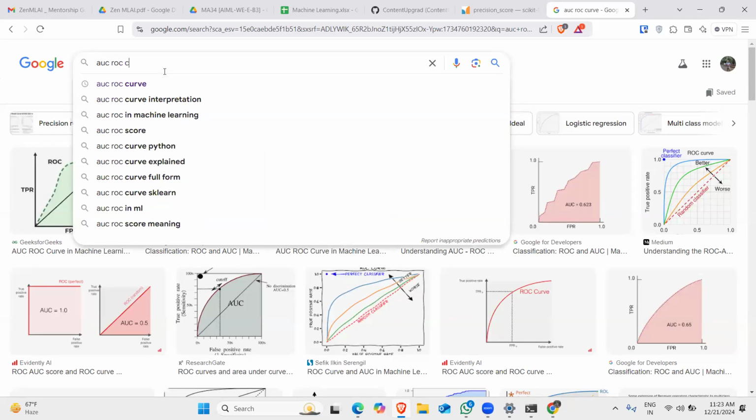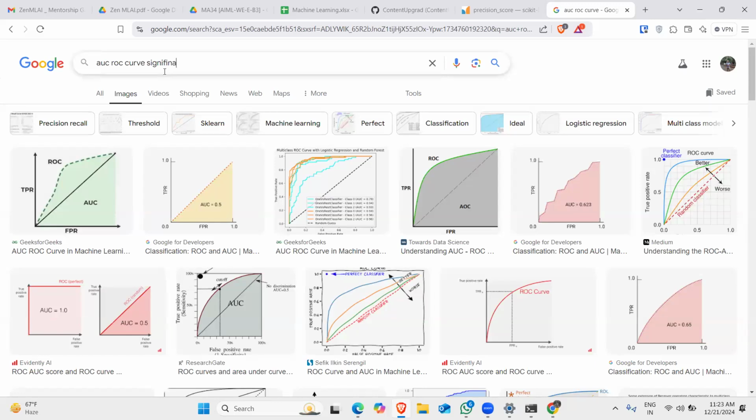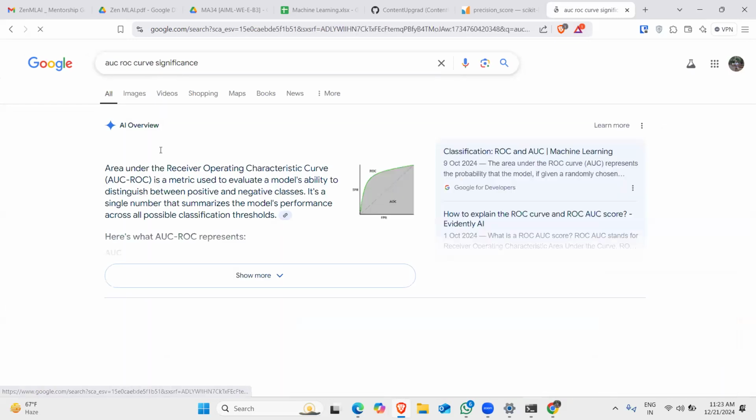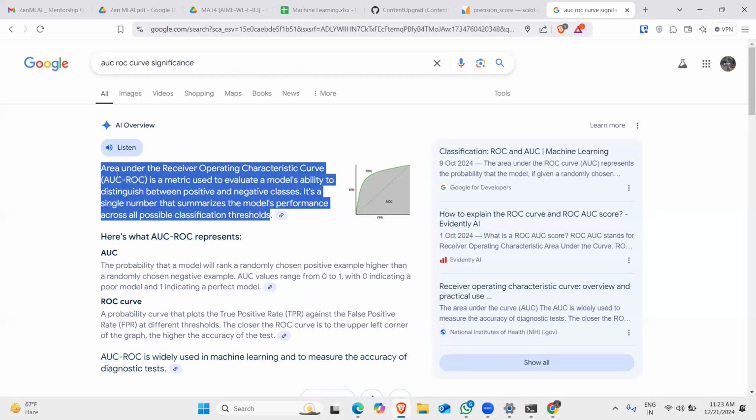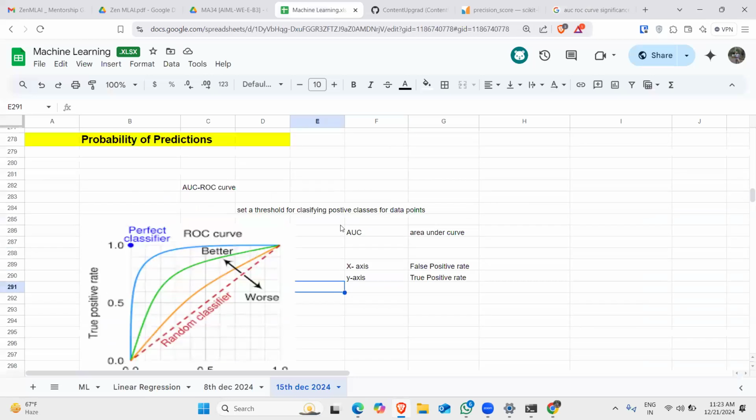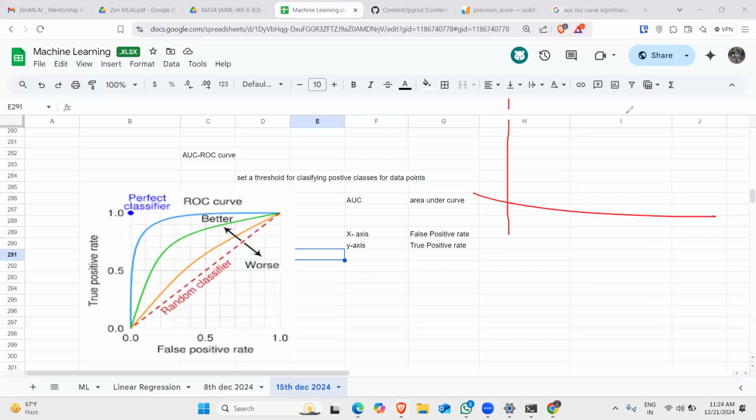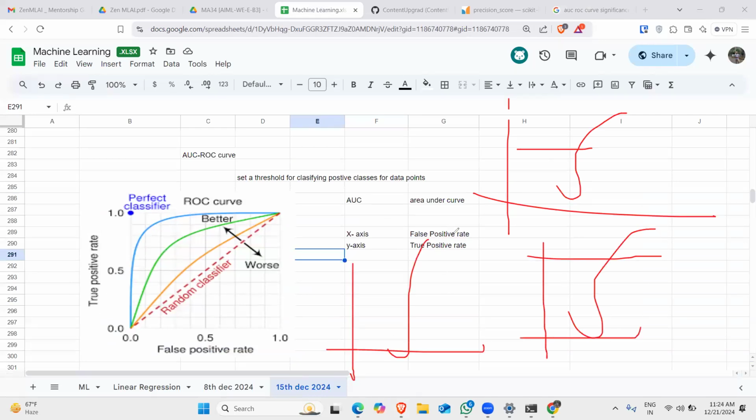So if you see the significance of the AUC ROC curve, you will see that it is used for evaluating the model's ability to distinguish between positive and negative classes. And it's a single number that summarizes the model performance across all possible classification thresholds. The reason why we calculate this is you can set the threshold as 0.5, 0.7, or, on this sigmoid curve, 0.9. So above 0.9, you'll classify as class 1, and below 0.9, you classify as class 0.